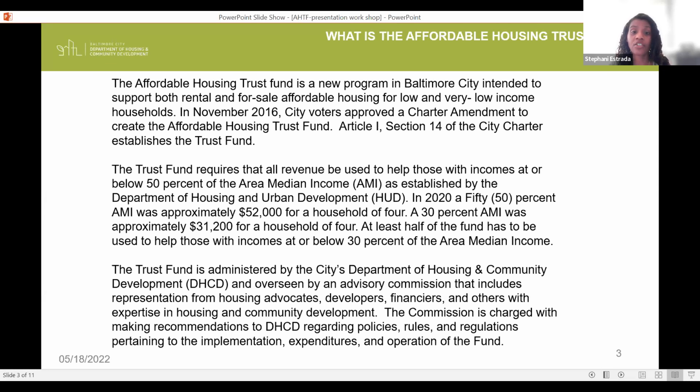The trust fund is administered by the City Department of Housing and Community Development, and is overseen by an advisory commission that includes representation from housing advocates, developers, financiers, and others with expertise in housing and community development. The commission is charged with making recommendations to DHCD regarding policy, rules, regulations, and pertaining to the implementation, expenditures, and operation of the fund.